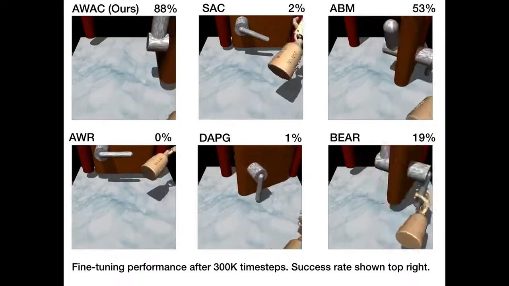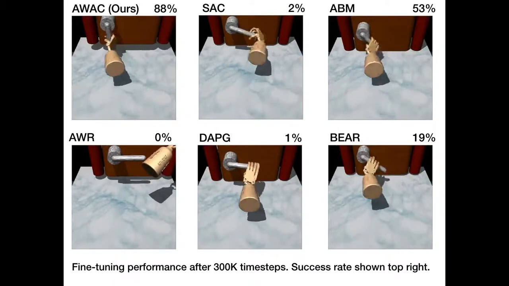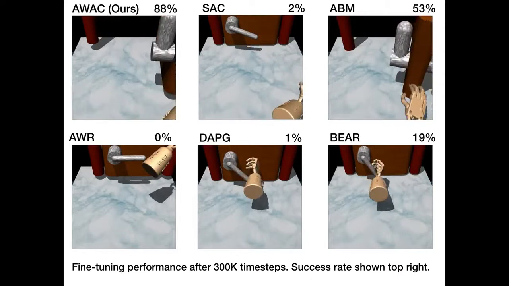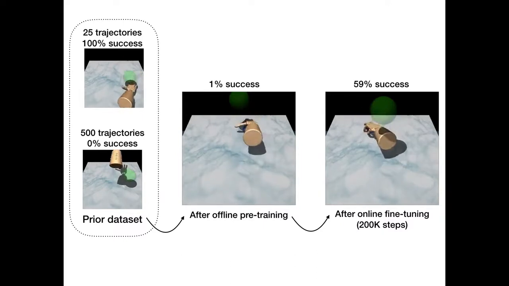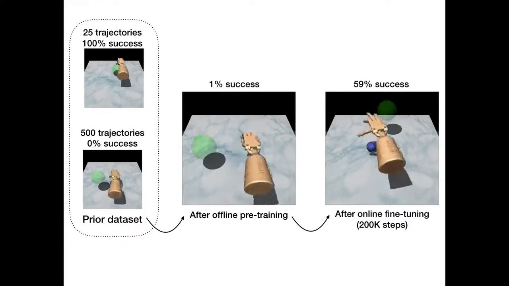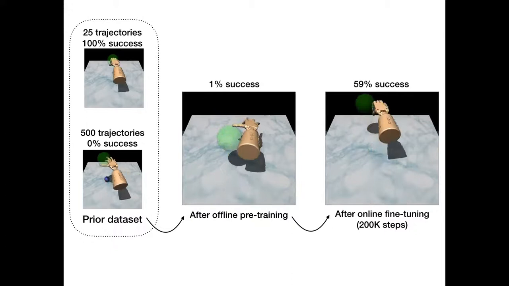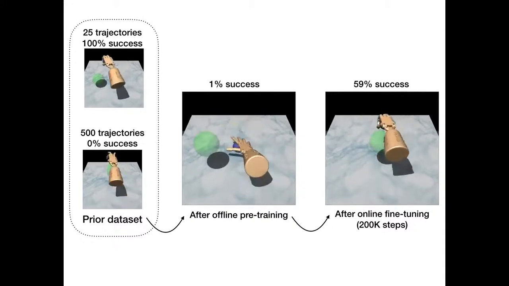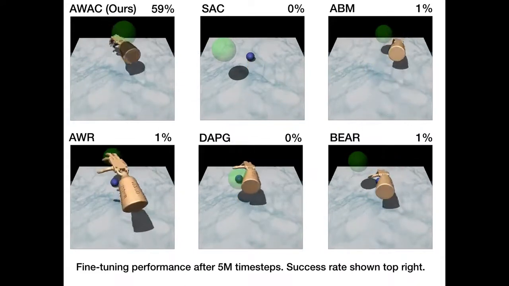Here we show the performance of prior methods on this task. Shown on the top right is the success rate after 300,000 time steps. Only AWAC consistently solved the task. This object relocation task is especially challenging for prior methods to solve. We can see that after online fine-tuning, AWAC successfully grasps the object and brings it to the target location marked in green. In comparison, no prior method makes significant progress on this task.